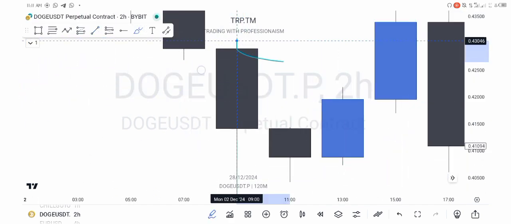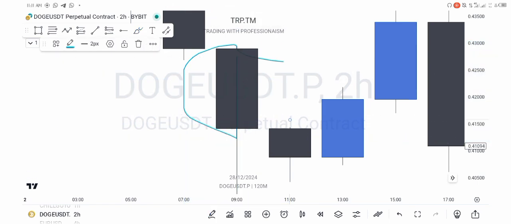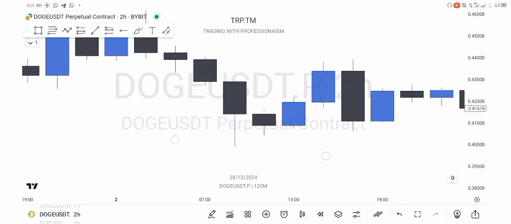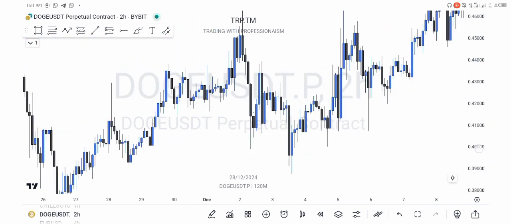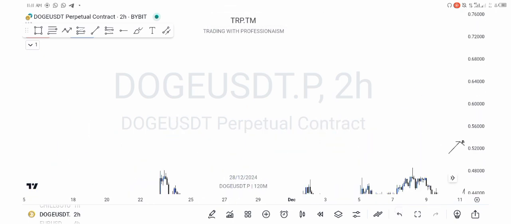This is what happened in 2 hours. Understand this. It's what happened in 2 hours. 2 hours of price movement or price action. Price action just simply means price movement. There's nothing much to it.